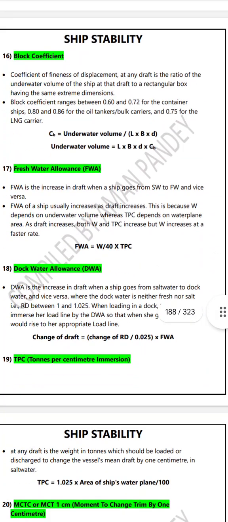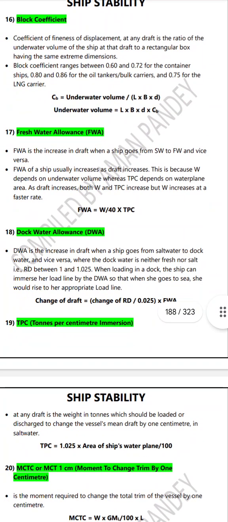Now, block coefficient is for the volume. The coefficient of fineness of displacement is the ratio of the underwater volume of the ship at any draft to that of a rectangular box having the same extreme dimensions. Block coefficient is, for example, 0.6.